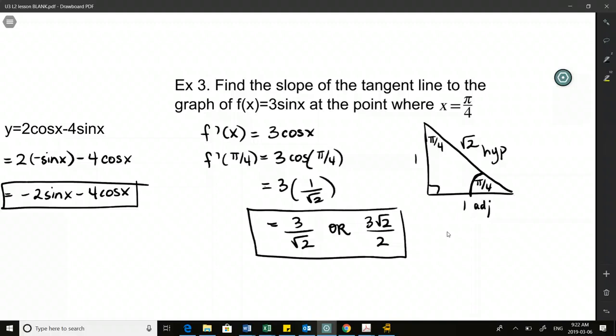Which part? I'm just using the triangle over here, so I'm using adjacent and hypotenuse from the special triangle to evaluate cos of pi over 4.